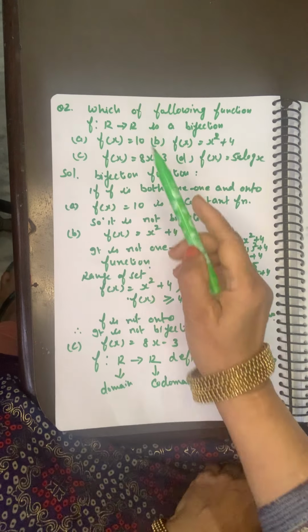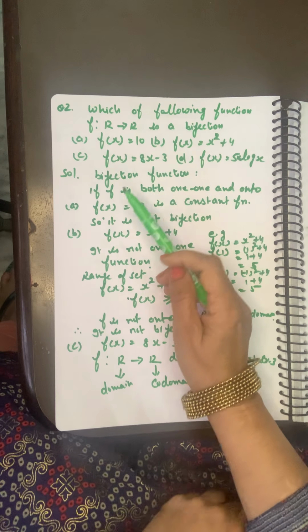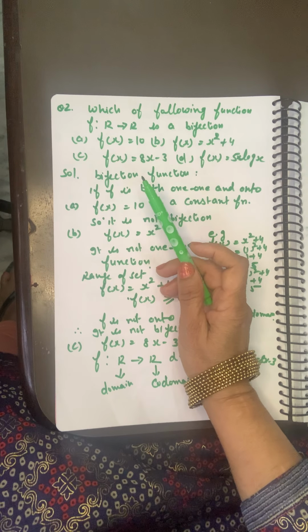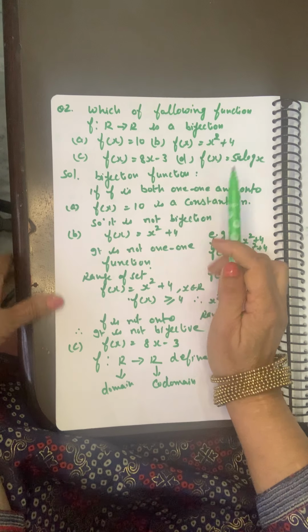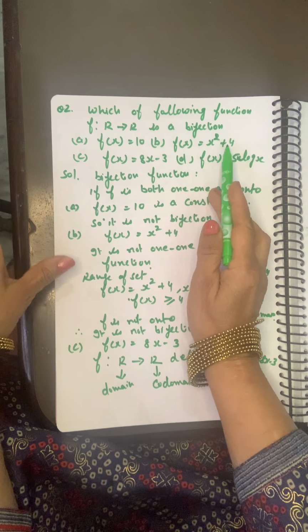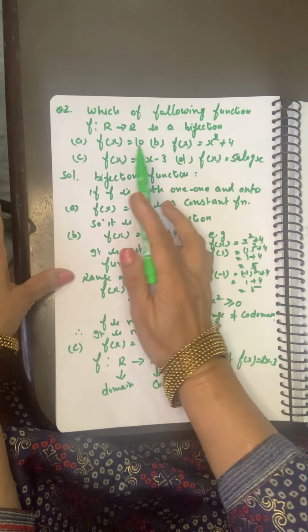Question number 2. Which of the following functions f, mapping from R to R, is a bijection? Bijection means the function is both 1-1 and onto. Here again we have been given 4 options: A, B, C, D. We have f(x) equal to 10. So it is a constant. It is not a bijection.